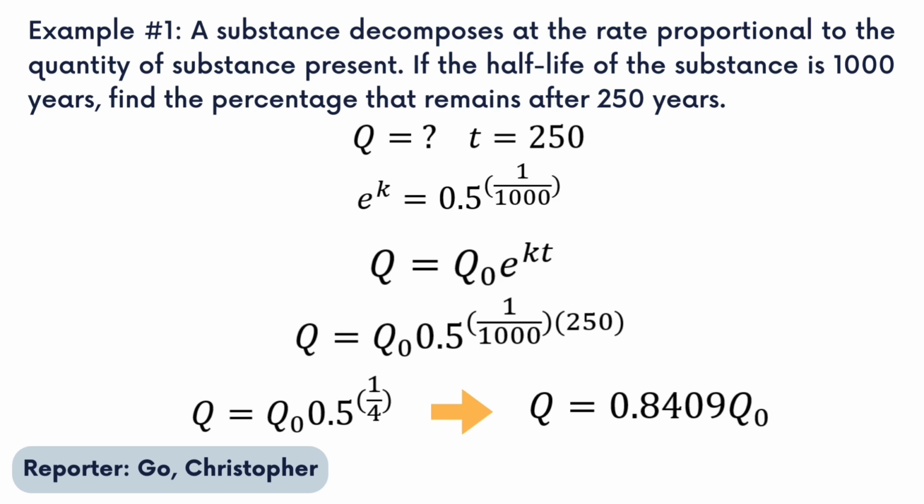and ang lumabas na value is 0.840896 or 0.8409 pag ni-round off. Kaya ang answer is Q equal 0.8409 Q sub 0, which is pag nilagyan natin ng value ang Q sub 0, ang magiging sagot nun ay 84.09% nito ang matitira after 250 years. Ang final answer is 84.09%.